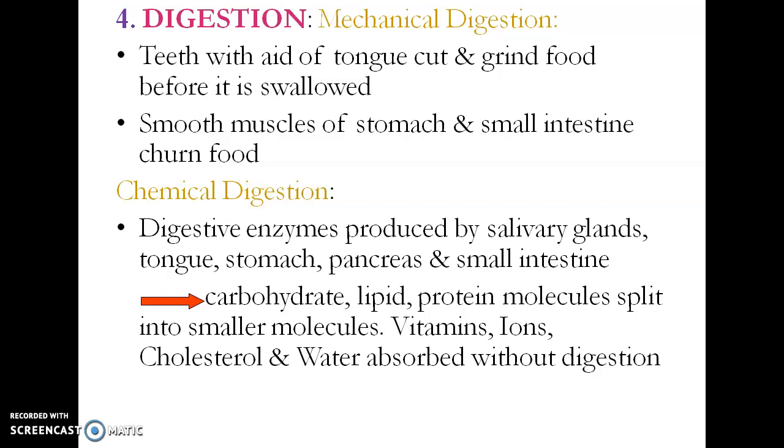So the semi-solid food, that is a bolus, in the stomach and further in the small intestine gets converted into a liquid chyme. In chemical digestion, the digestive enzymes produced by the salivary glands, tongue, stomach, pancreas and small intestine split carbohydrate, lipid and protein molecules into smaller molecules. The vitamins, iron, cholesterol and water are absorbed without further digestion.